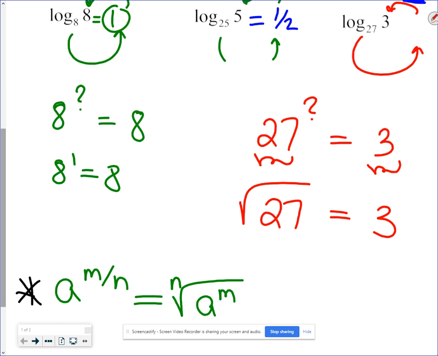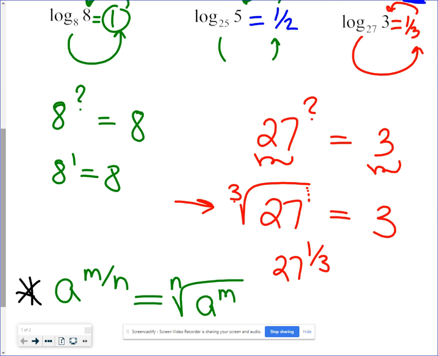What's the square root of 27? Is the square root of 27 3? No. So it's not the square root. What about the cube root? What's the cube root of 27? That's 3. So how can I rewrite this right here as a power? Well, it's going to be 27, and then we got a 1 here, so 1 over your index, which is 3. So the log base 27 of 3 is actually 1/3.